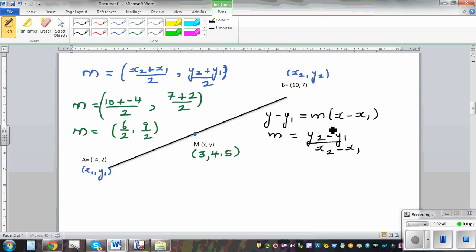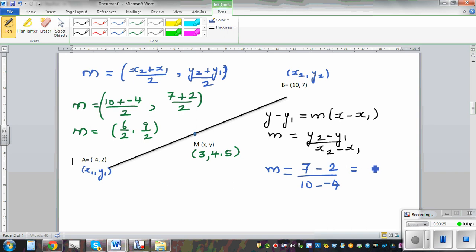Let's first find the gradient, so let me use a different color, blue now. M is y2. You can pause this video and try to do this yourself, the whole thing. So what is y2? We'll go very slowly: y2 is 7, take away 2, y1 is 2, divided by x2, which is 10, take away negative 4. If you look at the line, from left to right it is going up, so you should understand the gradient has to be positive. If you get a negative gradient for this line, you should understand you have done something wrong.